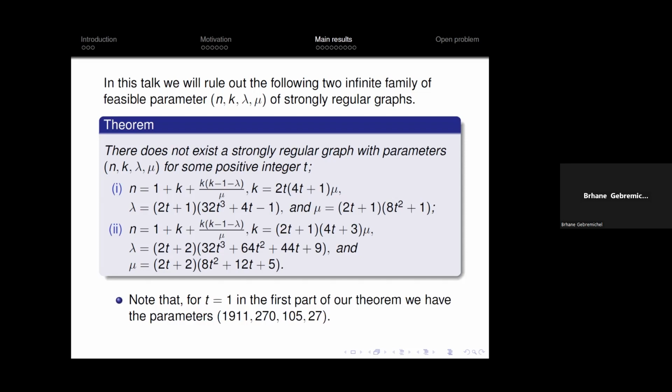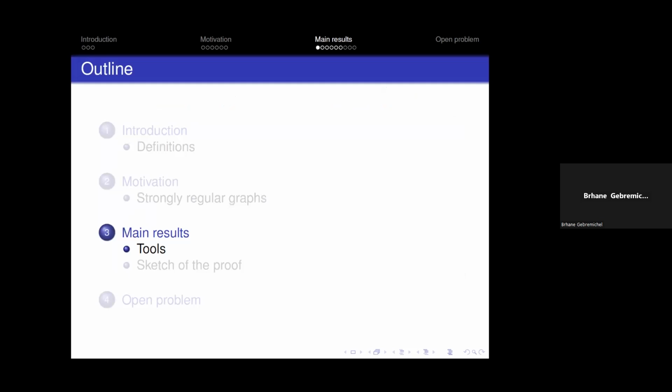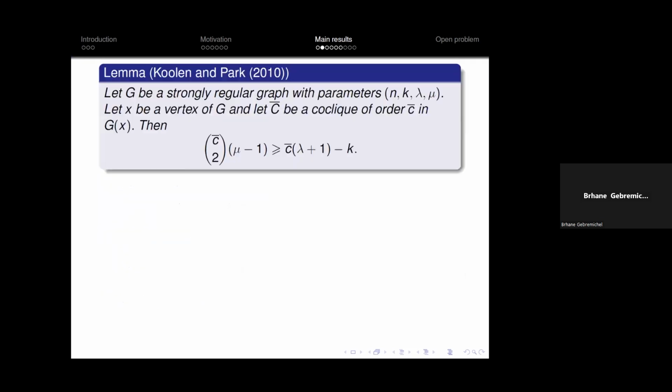Note that for t equals 1 in the first part, we have the parameters of a graph with smallest eigenvalue negative 3 on order 1911. So let's see the tools we use for our proof.